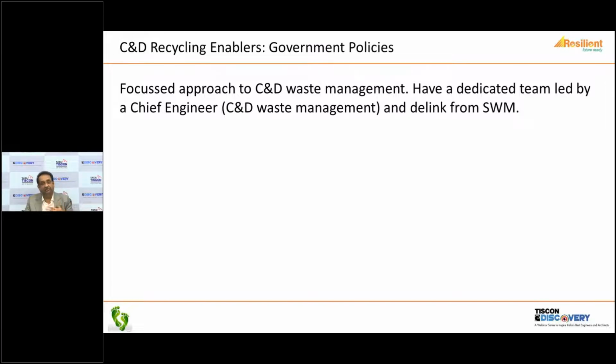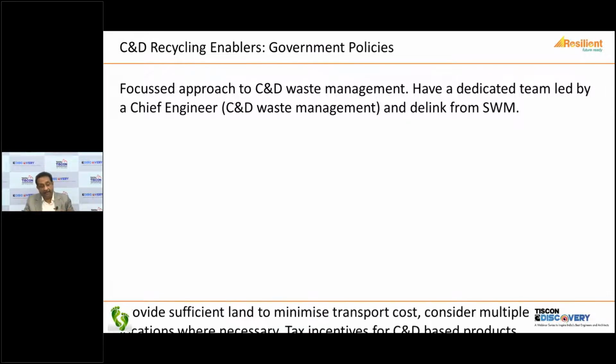Even today, when we estimate, for example, in Mumbai, when we look at the statistics, the estimate is that the MMR area has around 12,000 tons of waste generated every day, and 30% of that is C&D. Now, that is a wide approximation. We don't really know if it is 30% or 25% or 40%. So until the focus is there on C&D with a chief engineer level person, we will never be able to make great progress.